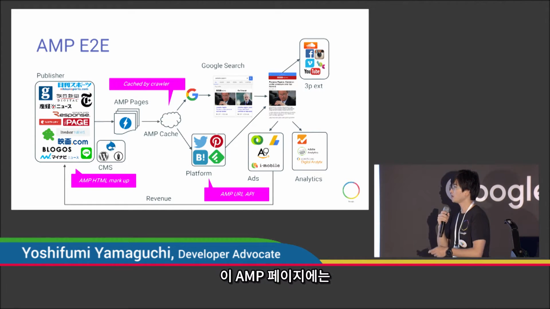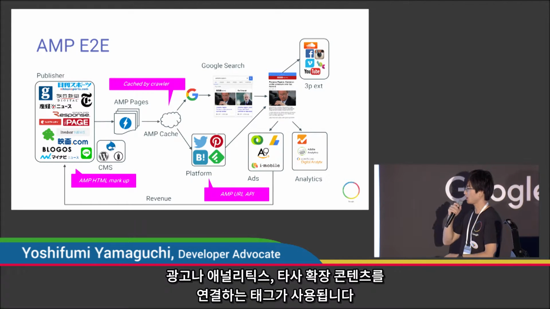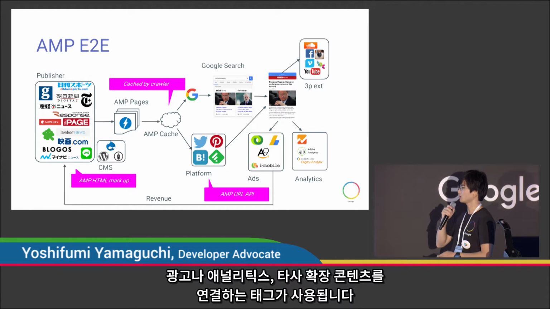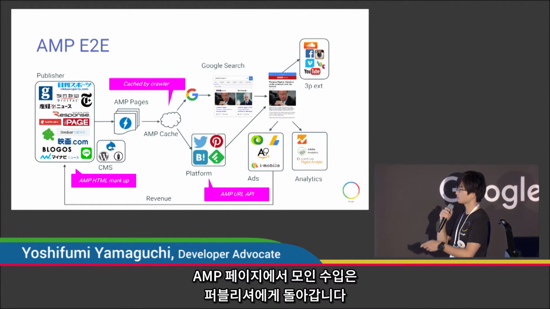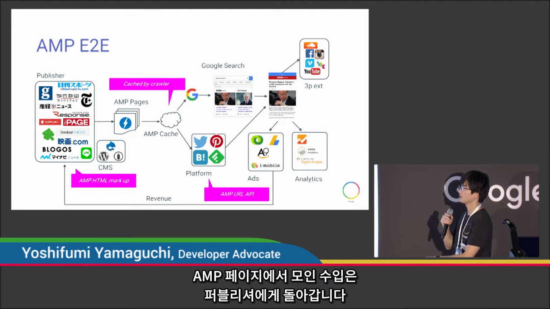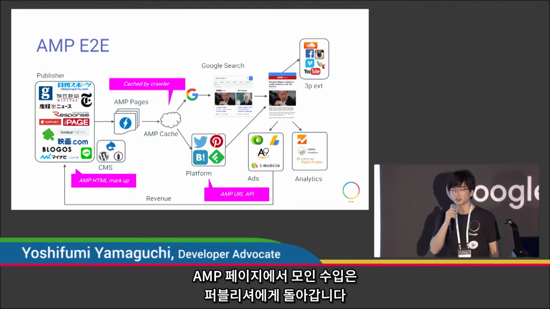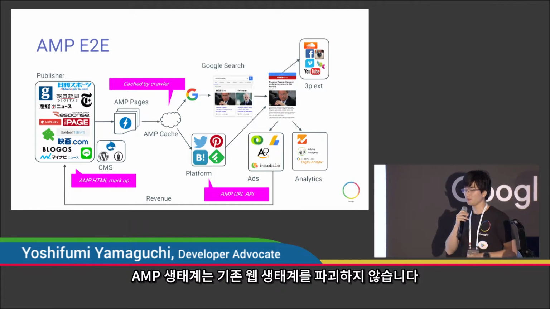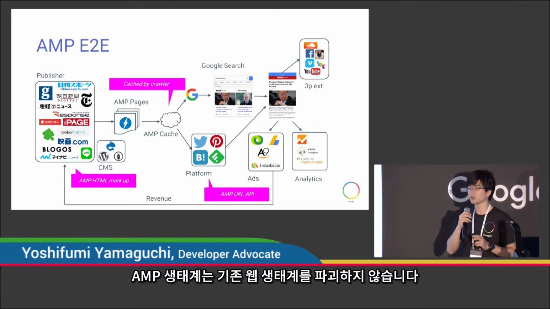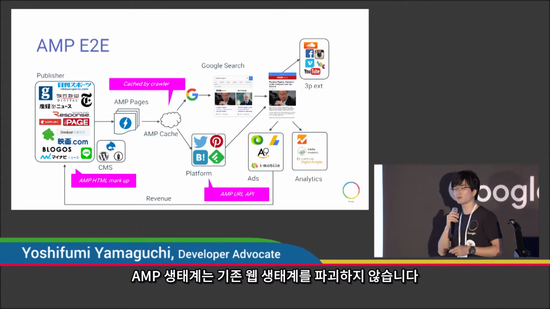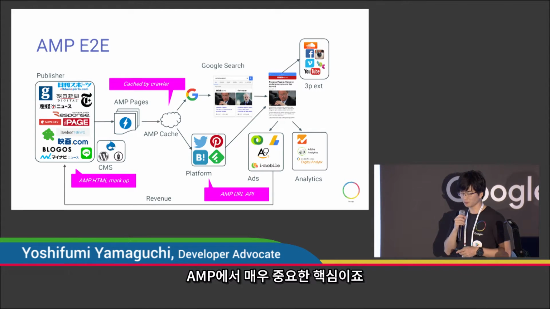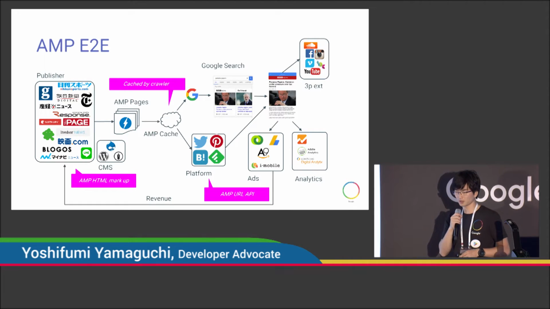In these AMP pages, the tags for ads or analytics or other third-party extensional content are used. So the ads revenue here in AMP pages will be back to the publisher. So the AMP ecosystem doesn't break the existing ecosystem of the web as well. That is really an important part of AMP.